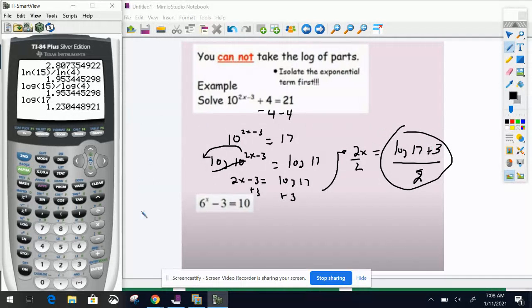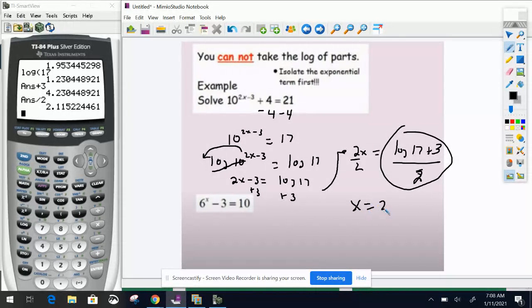What am I going to do next? I'm going to add the 3. I'm going to hit equals, and then I'm going to divide that by 2. And again, you might be able to just enter that all into your calculator. That's fine. But you get x is equal to 2.12, again, rounded to the nearest hundredths place. Got to know how to do that.